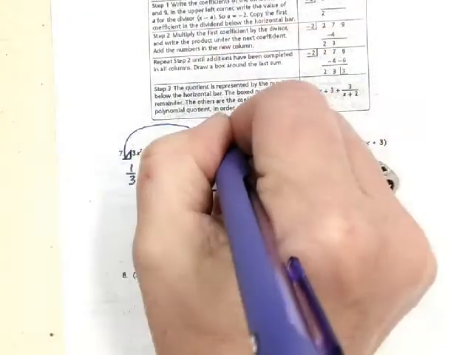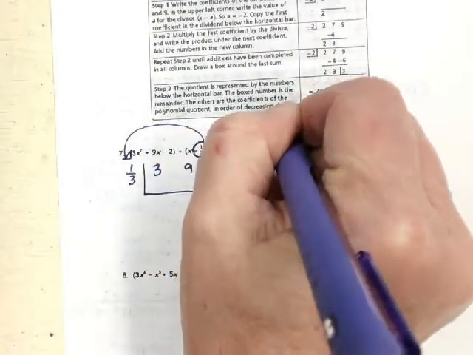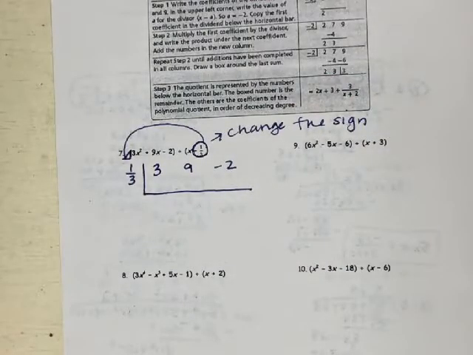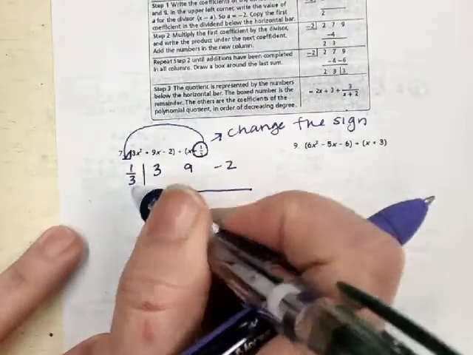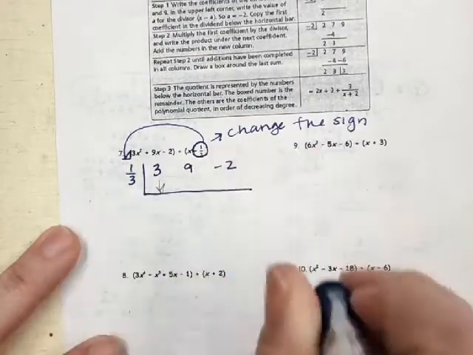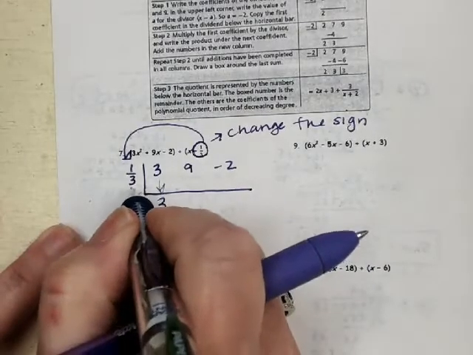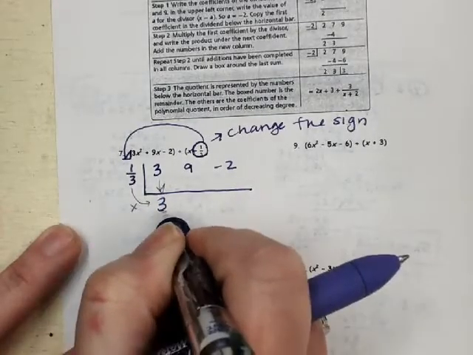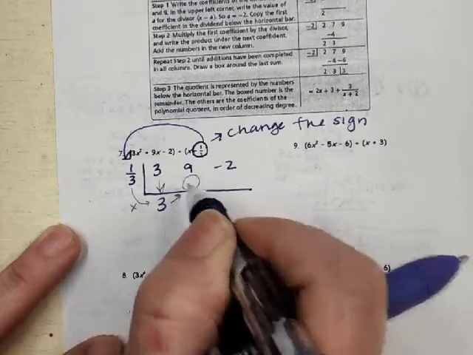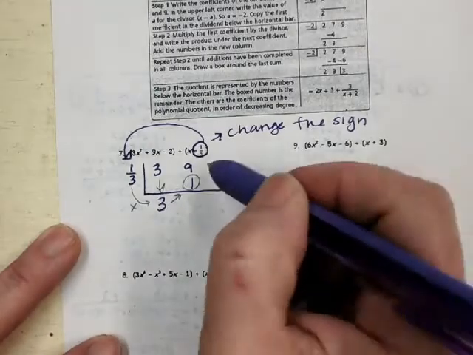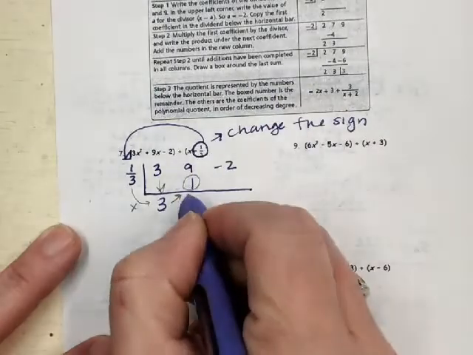So you're going to change the sign on the constant in the divisor. And here's where the repetitive process starts. The first thing you do is bring down that first number. You just bring it down and put it out on the bottom. And then you take the number that's over here and you multiply it by this one and you put your answer right here. So 1/3 times 3 is 1. And then you just combine your terms. 9 and 1 gives me 10.